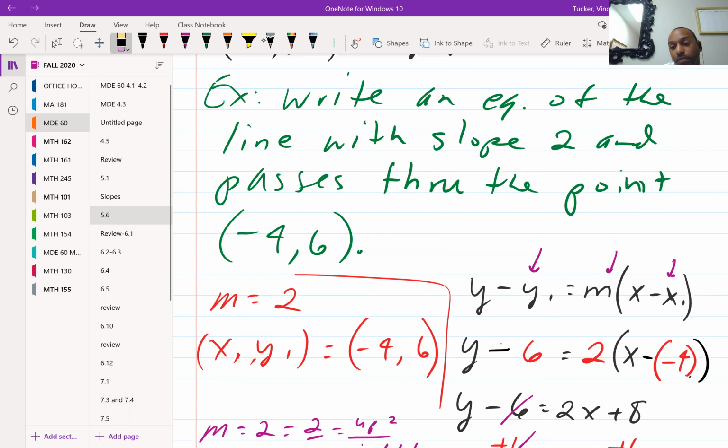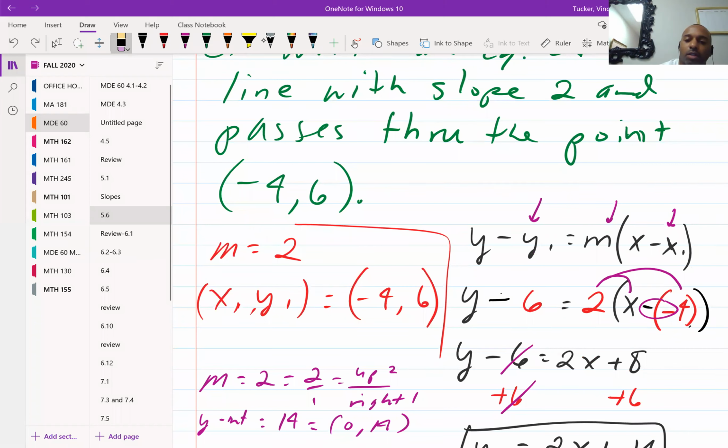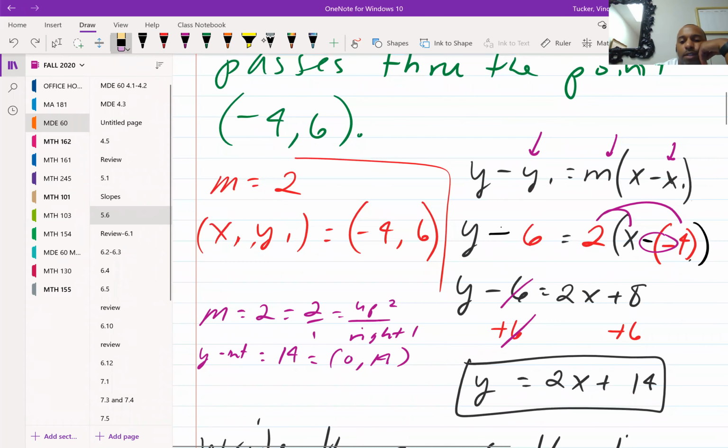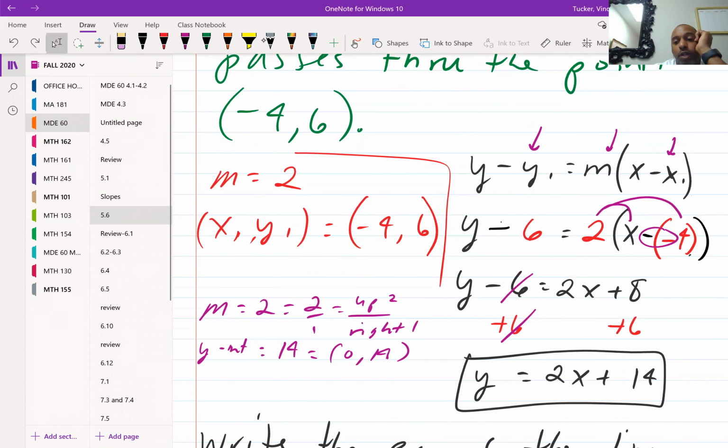All right, negative to negative turns positive. I don't know why I keep doing that. All right, negative to negative turns positive, and then we'll distribute our 2, which then gives us y minus 6 equal to 2x plus 8. Then we can finish it off by adding 6 to both sides. And the equation is y equal to 2x plus 14.